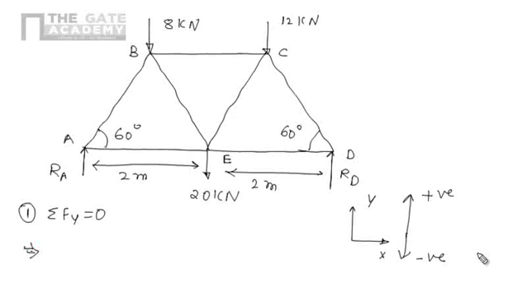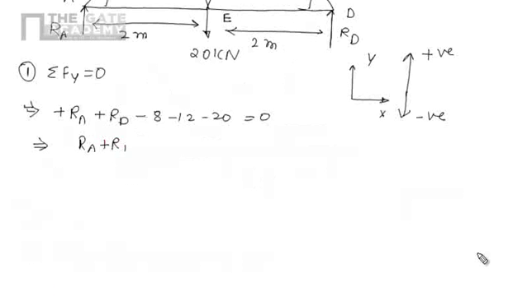So according to this equation, there will be plus RA because RA is acting in upward direction, plus RD, RD is also acting in upward direction, minus 8 because it is acting in downward direction, minus 12, and minus 20 equals 0. So we get RA plus RD equals 20 plus 12 plus 8, and if we further solve it, RA plus RD equals 40 kilonewton. So this is the first equation.